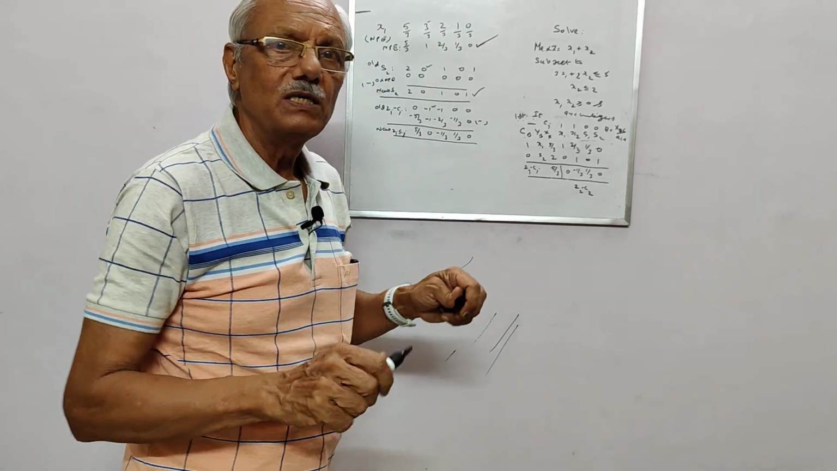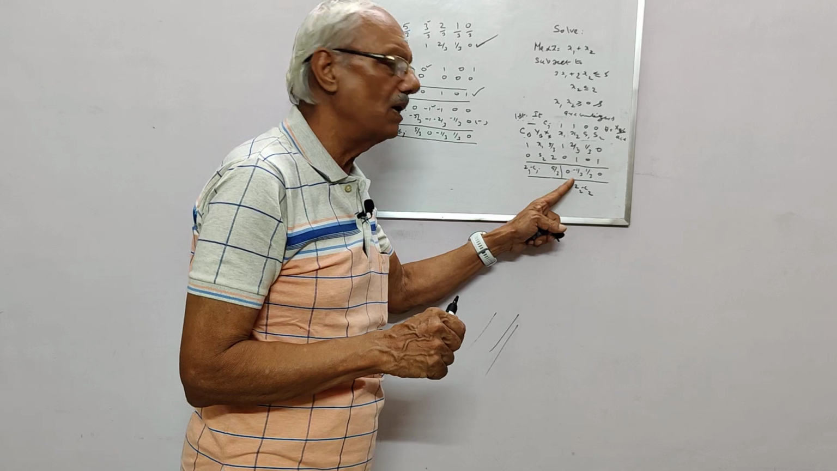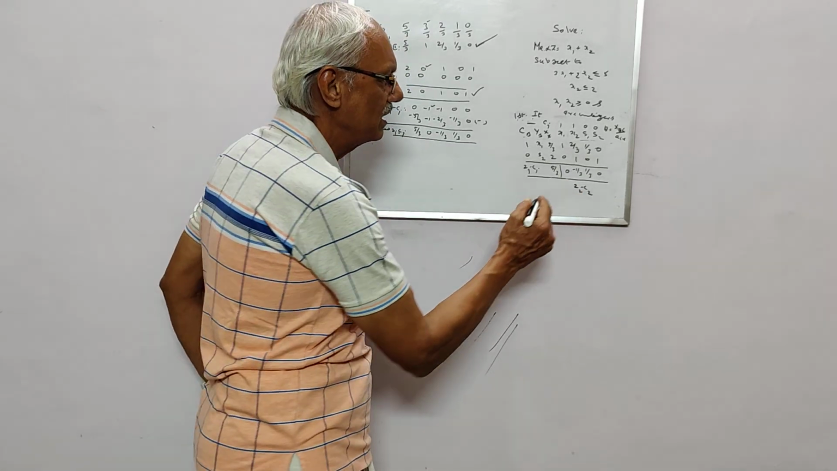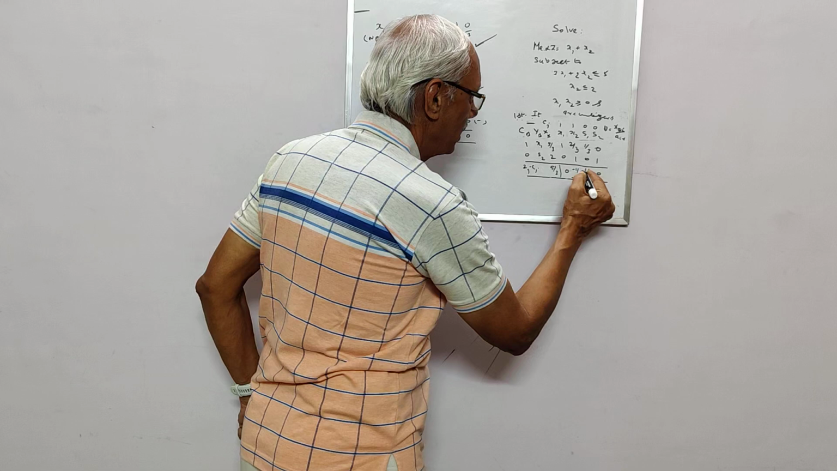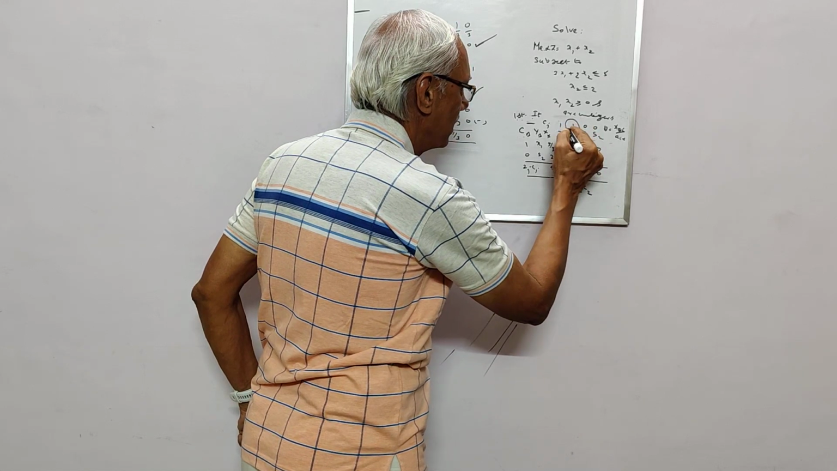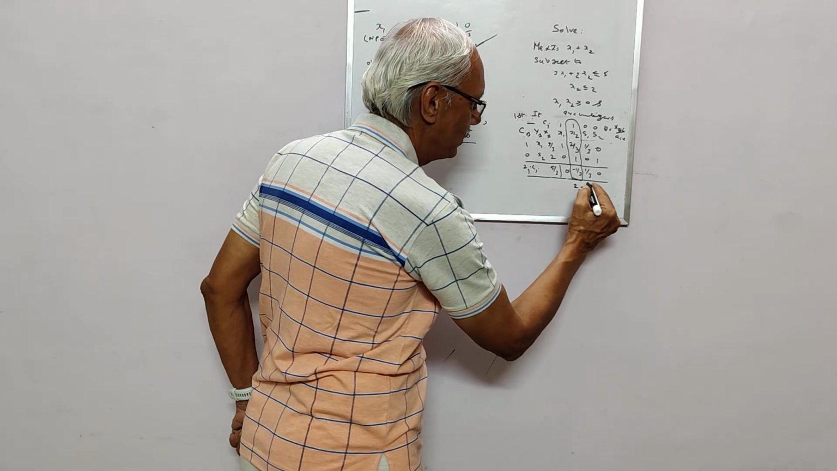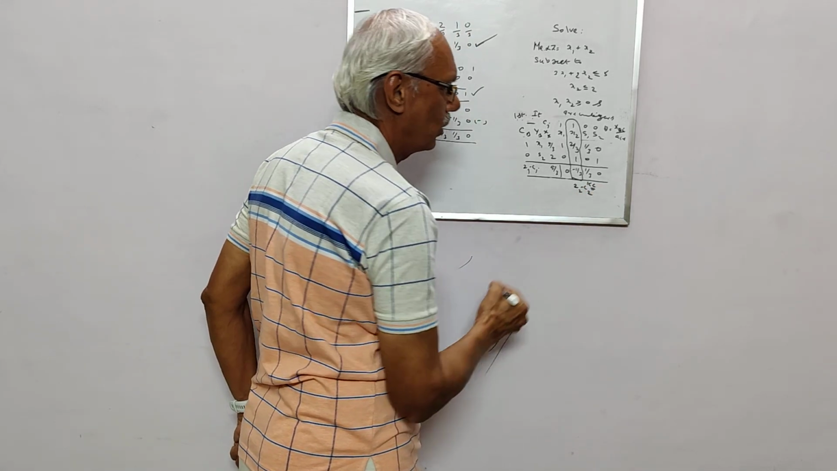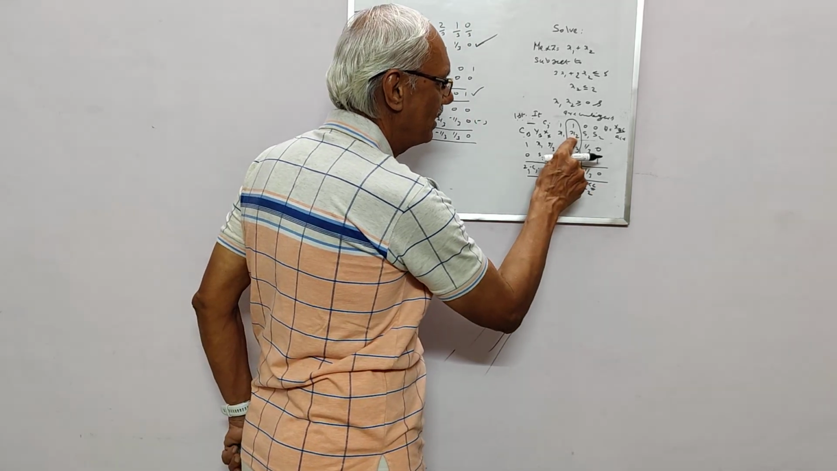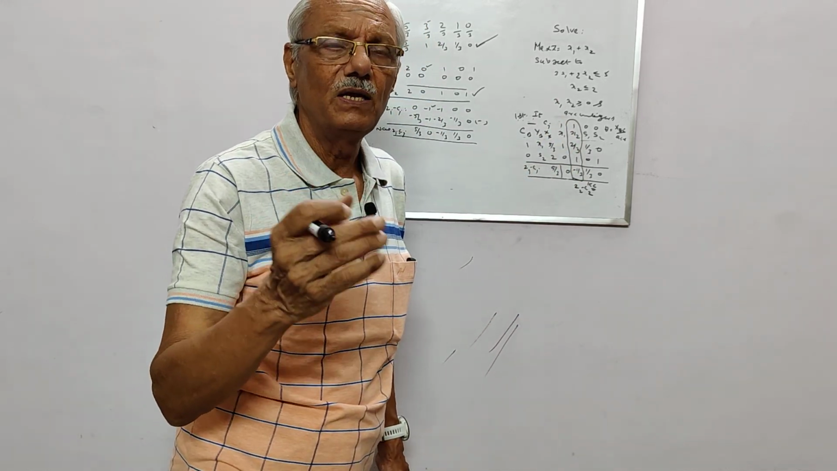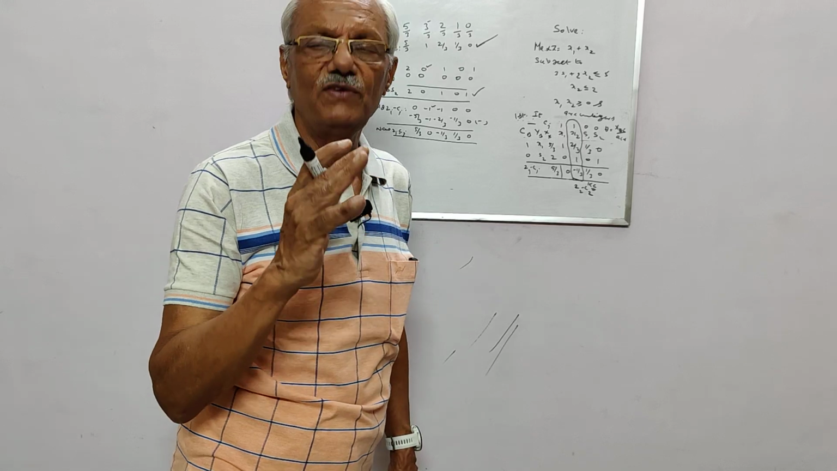So see, this is the only column, Z2. Round it off like this. This is your key column, as I told you. And which is the entering variable here? X2 is the entering variable. So you have found the entering variable. Now you have to find the leaving variable.